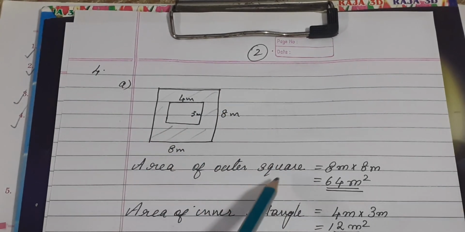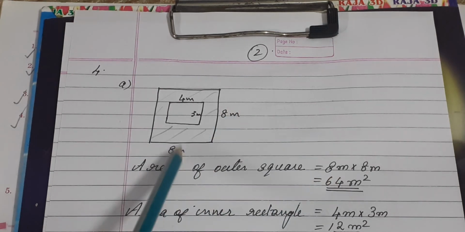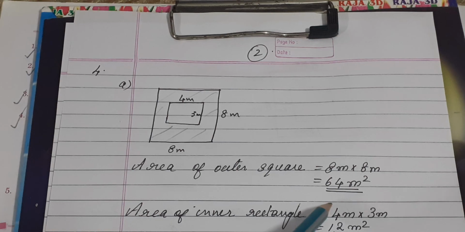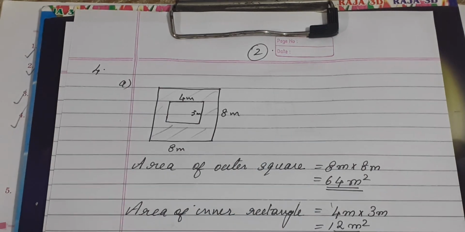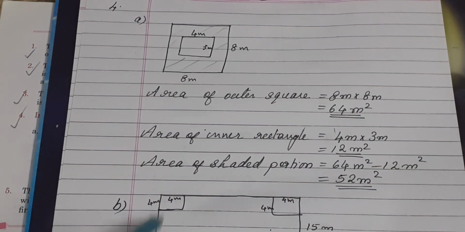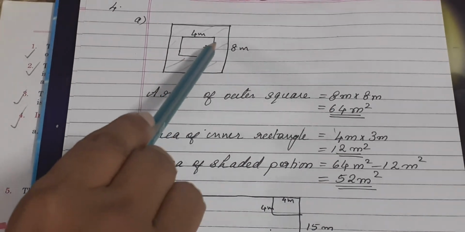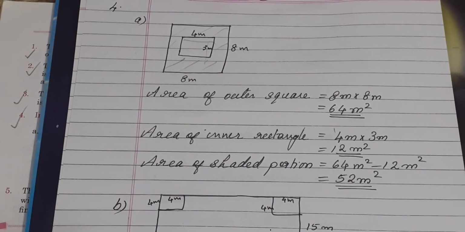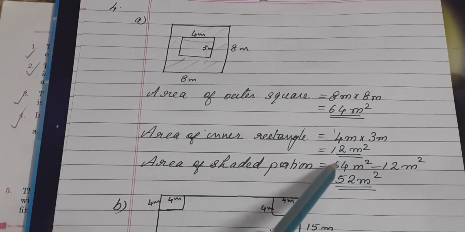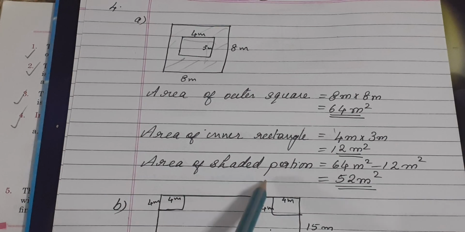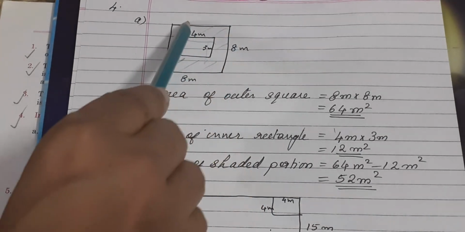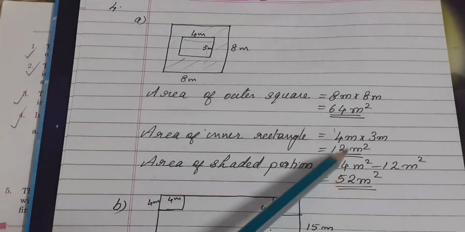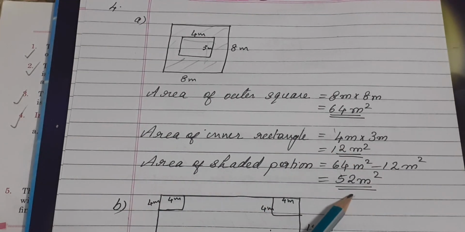So you have to first find out the area of the outer square. It is a square, 8 meter each side. So side into side, 8 into 8, you will get 64 meter square. And then the area of the inner rectangle. How do we identify that inside it is a rectangle? Because the dimensions given are 4 meter and 3 meter, so it is a rectangle. So 4 meter into 3 meter, you will get 12 meter square. Then the area of the shaded portion, how can we calculate? Area of the outer minus area of the inner. So 64 meter square minus 12 meter square, you will get 52 meter square.